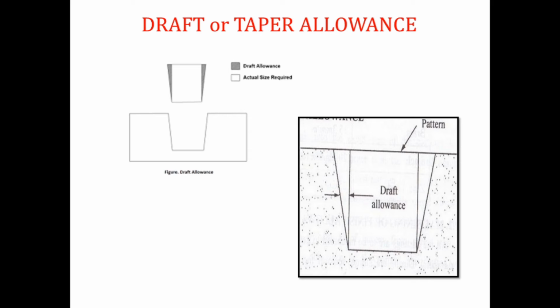So draft or taper allowance. It facilitates the removal from the mold without excessive wrapping or breakage of cavity edges. The amount of taper varies with the type of pattern. So generally, the taper will be in the range of 0.5 to 1.5 degree. It may be reduced to 0.5 degree in the case of larger castings.